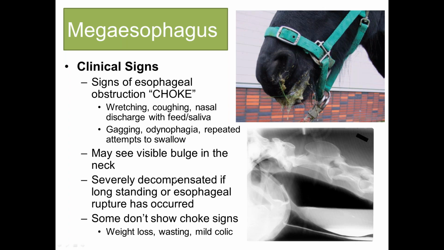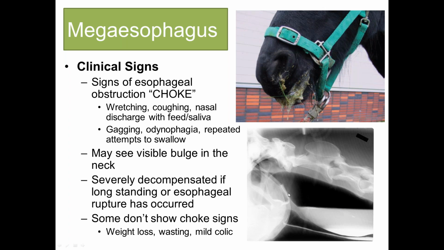You may see a big visible bulge in the neck. And if it's ruptured, you might feel crepitus or bubbling under the neck, where air has now escaped into the different tissue planes. And again, some of them won't show choke signs, but more like weight loss and wasting.